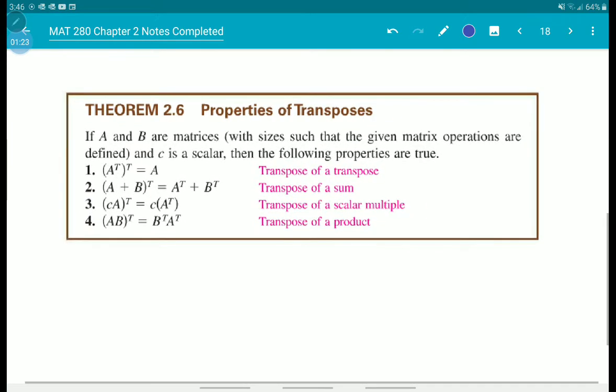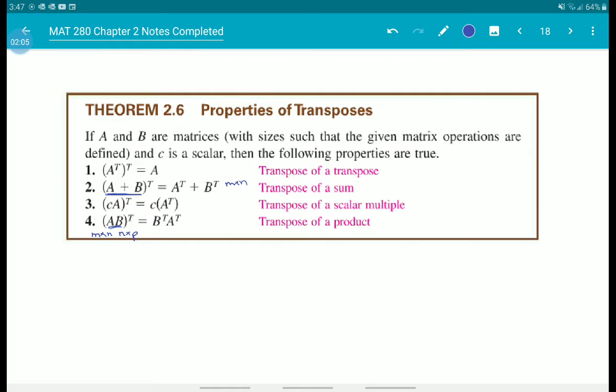So there's some properties that go along with this. Let's say we have A and B matrices where the sizes are defined for multiplication and addition. So like in property 2, they have to be the same dimensions. So A and B are both m by n matrices. Here, A would have to be an m by n, and B would have to be an n by p matrix, so that multiplication would work.